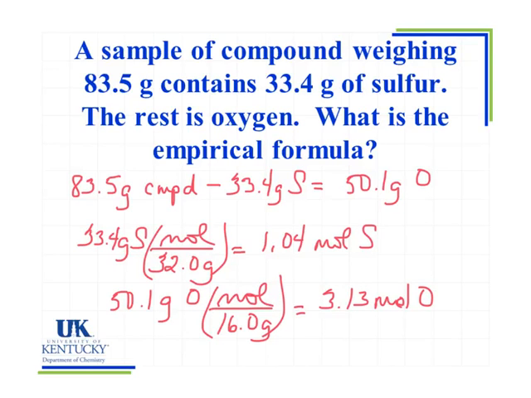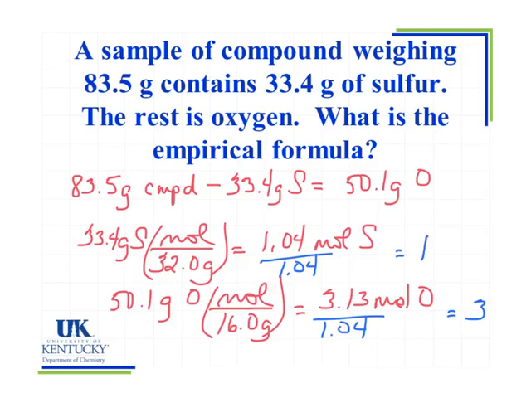Now I can look at these ratios and figure out what the formula is. I don't want to leave it as sulfur 1.04, oxygen 3.13. We want nice integers for our subscripts. So what we want to do is divide by the lowest number of moles. In this case, it's going to be the 1.04, and I'm going to divide each of those values by that same number, and what I get is a 1 for the sulfur and a 3 for the oxygen.